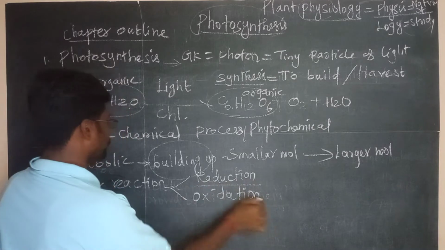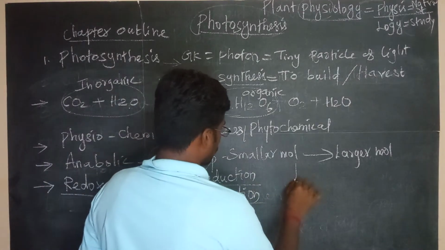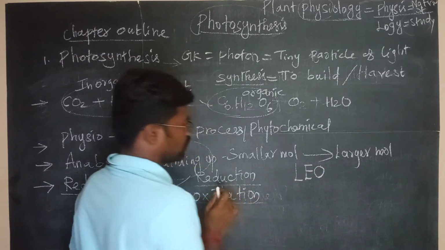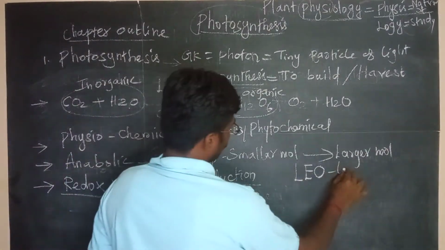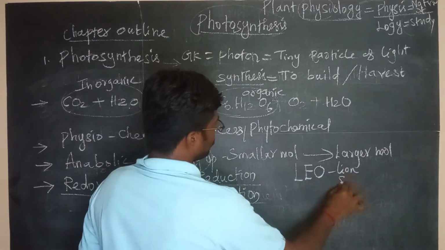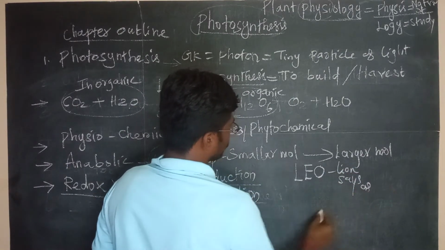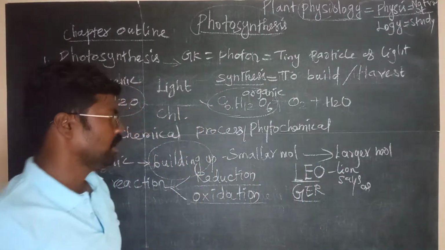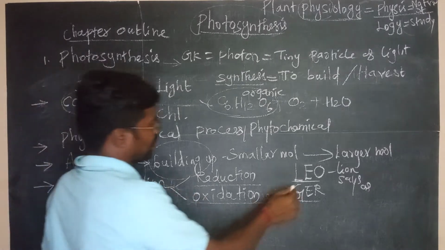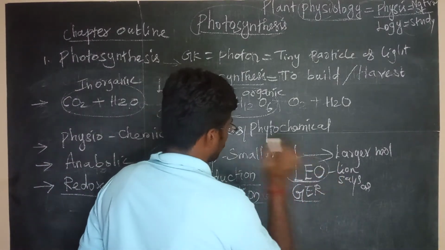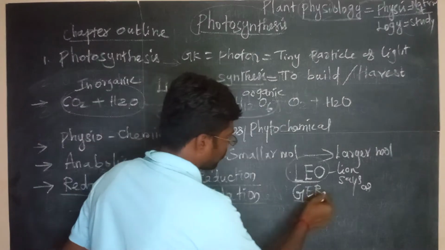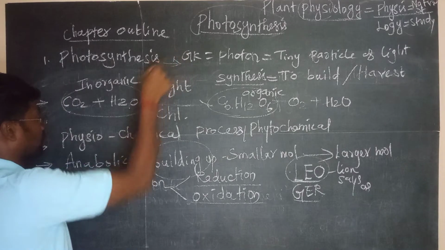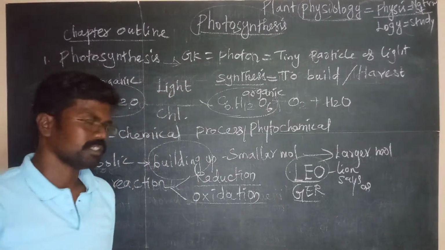There is an easy mnemonic for identification: LEO the lion says GER. Loss of electrons is oxidation, gain of electrons is reduction. With this you can easily identify a redox reaction. Reduction and oxidation done in the same event is what we call photosynthesis.